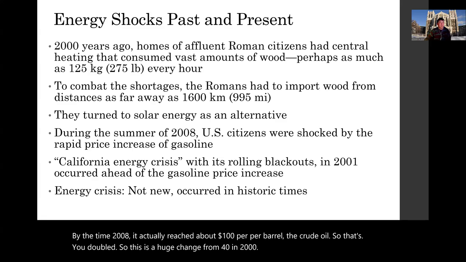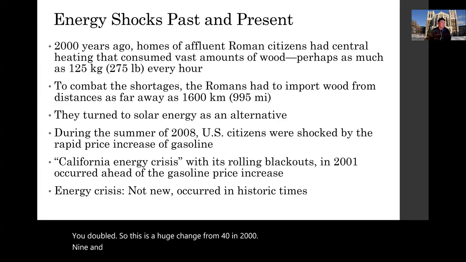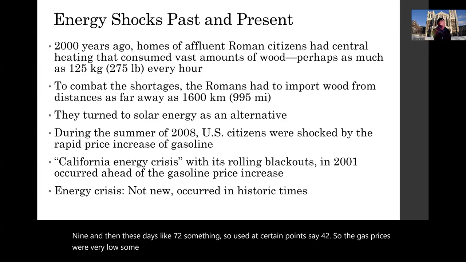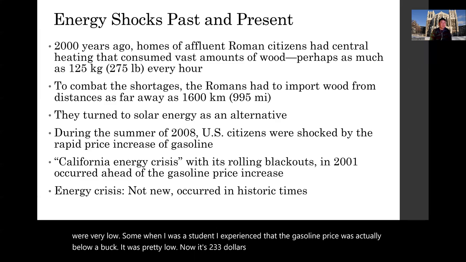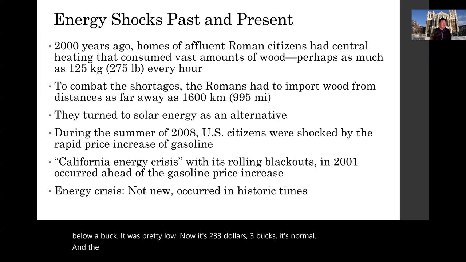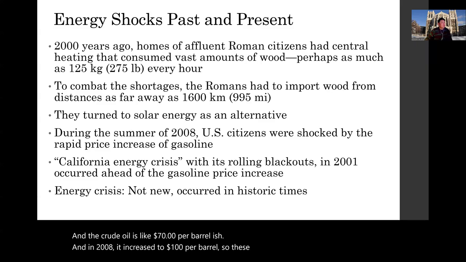This was a huge change from $40 in 2009, and then these days, like $72 something. So at certain points it was $42, and gas prices were very low. When I was a student, I experienced gasoline prices actually below $1. That was pretty low. Now it's $2, $3, and that's normal. Crude oil is like $70 per barrel or so, and in 2008 it increased to $100 per barrel. So people faced inflation, and all kinds of things can happen.